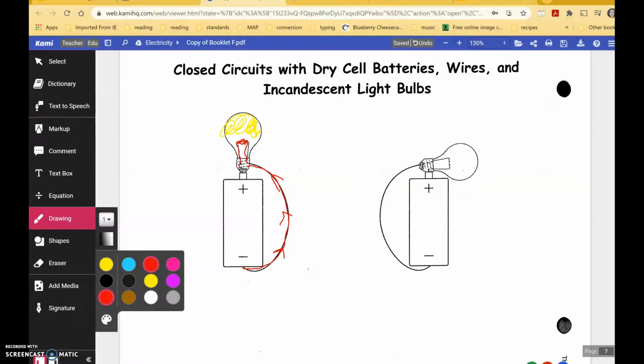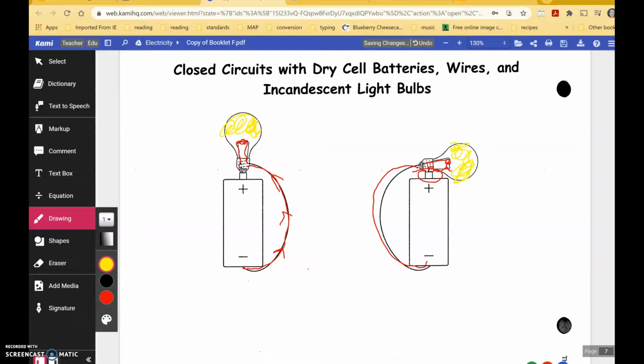Now, on this one, it leaves the bottom of the negative terminal and comes in through the bottom here, not on the plastic of the tip. It's on the tip, but not on the black plastic part. Then it goes up through one of the lead wires, through the filament, and then back down, which is, of course, laying on top of the positive terminal. Therefore, that gives us light. The directional path that it follows is as such.